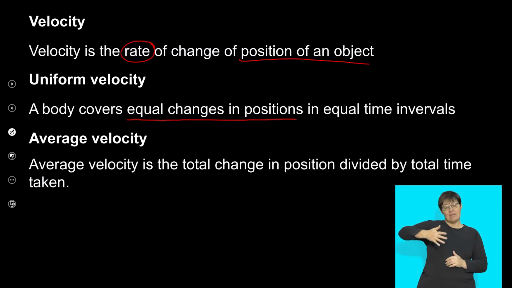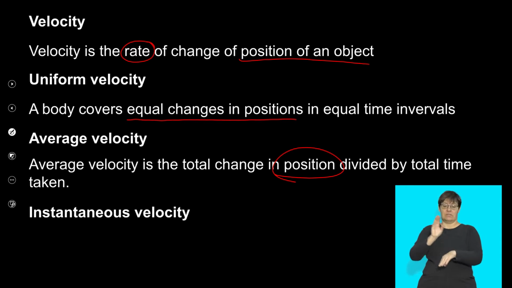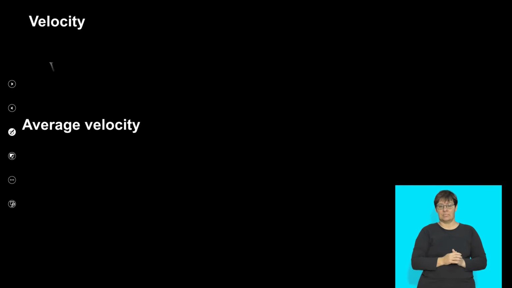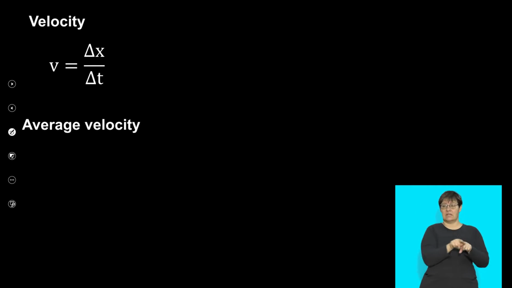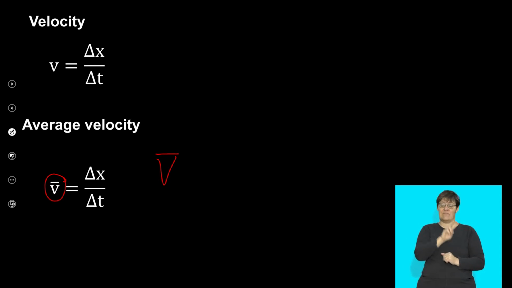Average means total change; this is the biggest difference: total position divided by total time. And instantaneous, again, is at a specific instant, a small time period. So, velocity is change in displacement, change in position over change in time. We like this because we got symbols. For average, you have to have the line over it, otherwise it means instantaneous. Change in x over change in time, okay?